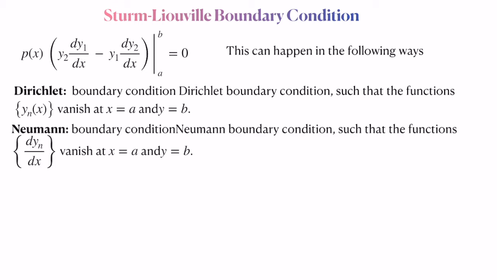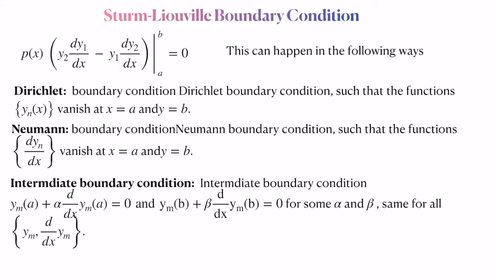The second condition is the Neumann boundary condition, where the function need not be 0 but its derivative is 0 on the boundary. Now you can have an intermediate boundary condition, with a certain combination ym plus alpha into dym by dx equal to 0 on one boundary, and in the same way ym plus beta into dym by dx equal to 0 on the other boundary.